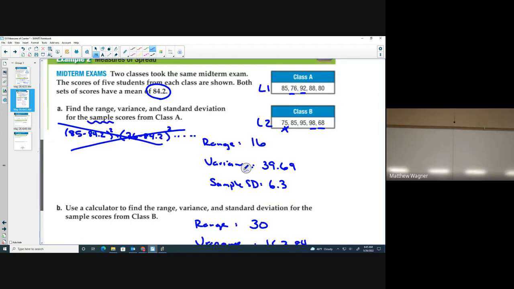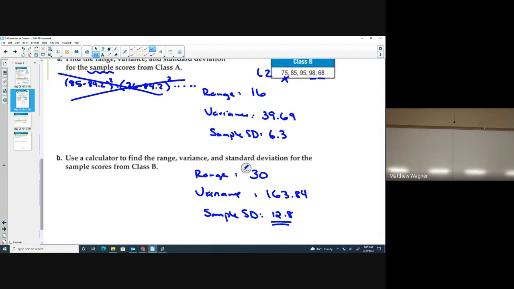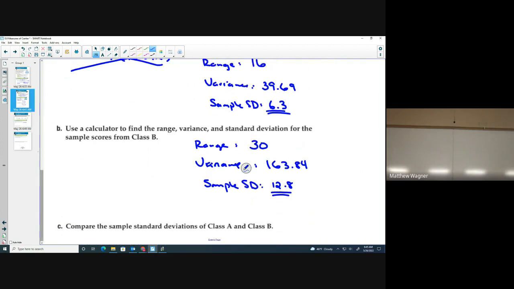A lot of the questions, you'll run two sets of data and then compare. The first set of data has a sample standard deviation of 6.3. The second sample is 12.8. If we're asked to compare the standard deviations, the deviation and the range on the second set of data is much higher, which means the data is much more spread out. The data in part A is much more confined, clear and concise. So this is one way to measure spread: range, variance, standard deviation.